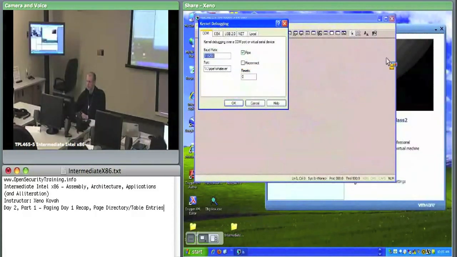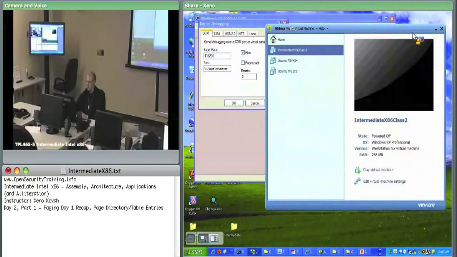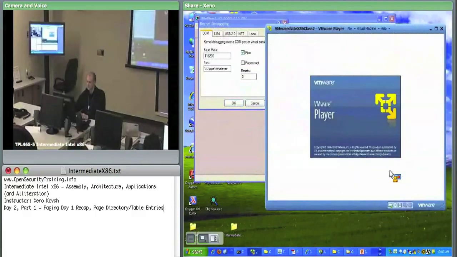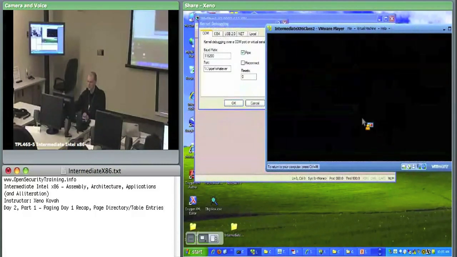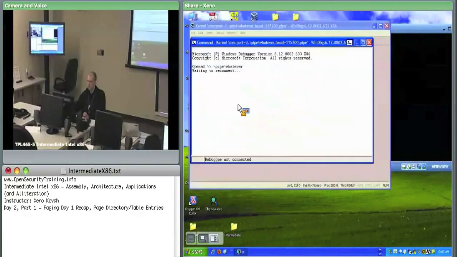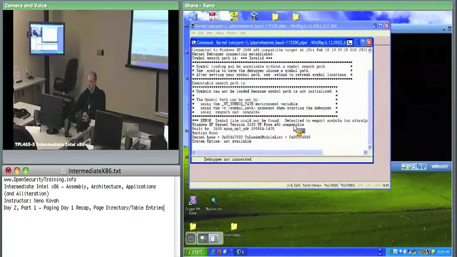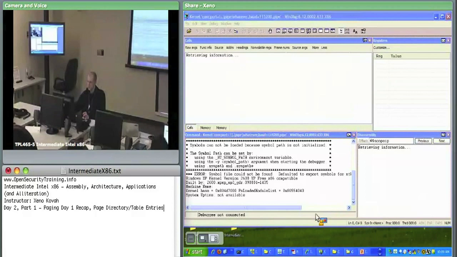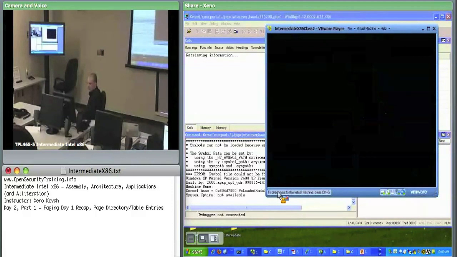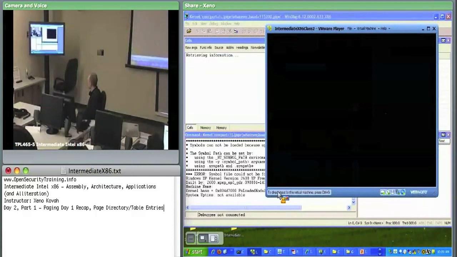What you're going to do is you're going to go over to the virtual machine, and your settings should be the same as yesterday, so you hit play virtual machine. When it gets up to the boot screen, you're going to hit return, and then you're going to quickly go out and hit OK over in kernel debug. So hit return at the boot screen for the debugger enabled. Then I go out and I hit OK in the kernel debugger, and it should get a hold of the virtual machine. You may have to hit Control Alt in order to get your keys to escape from the virtual machine. Then the virtual machine should be booting, and your kernel debugger should be attached.